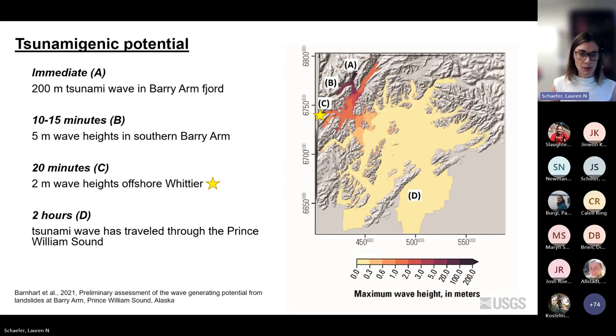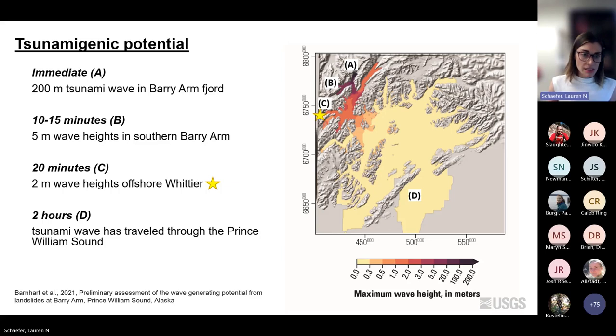Then Barnhart et al. in 2021 modeled the tsunamigenic potential. They did several failure scenarios. This is just one I'm showing. They can be found in that report. This is a catastrophic failure scenario in which all of the landslide fails and enters the water rapidly. This is a scenario in which the landslide is assumed to have a larger volume and is more mobile. Immediately the simulation showed that at point A, where the Barry Arm landslide is, there would be a 200 meter tsunami wave, which is obviously life-threatening.